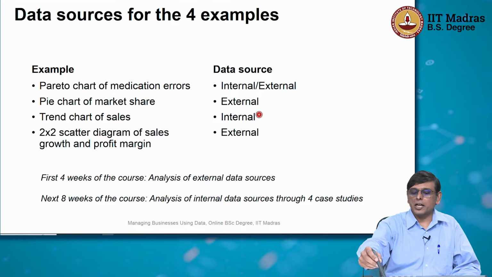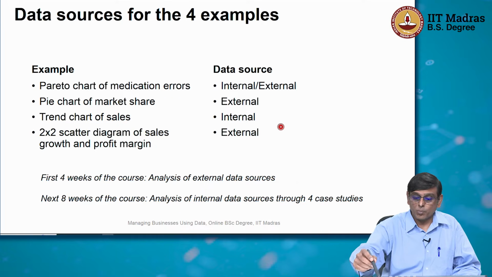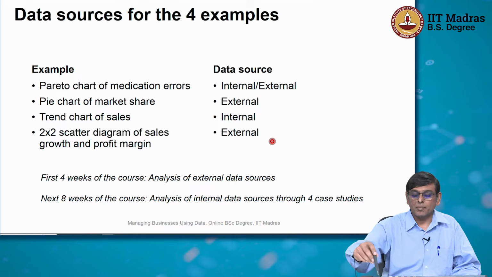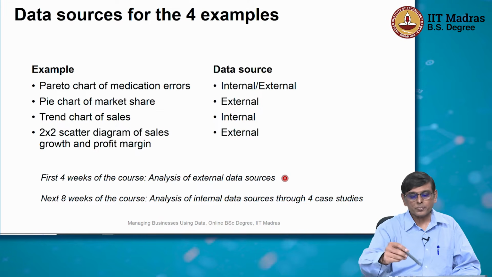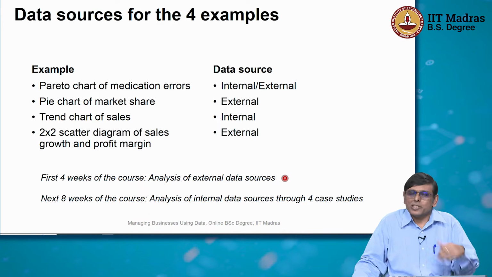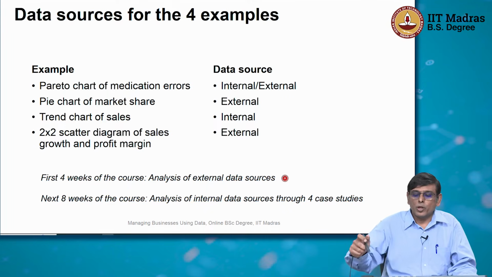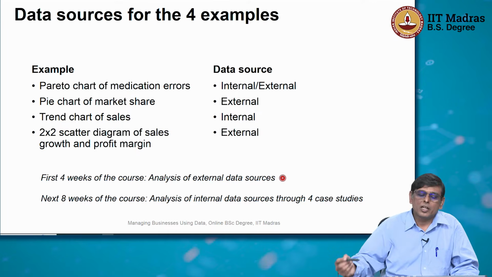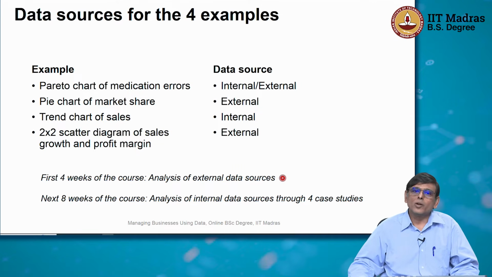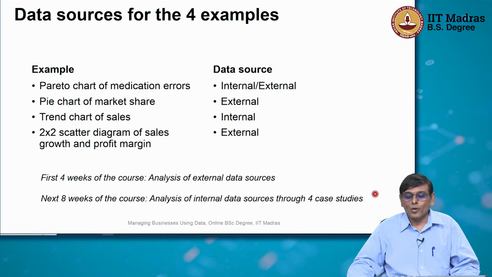The shop is looking at its bills and making decisions. The scatter diagram is entirely external data. It is collecting data of all the products that have been sold, what are their margins and what are their growth rates. So in order to make sure that you get a good understanding or feel for both these kinds of data sources, external data sources as well as company internal data sources, we are going to divide the course into 2 parts. The first part, which will be discussed in the first 4 weeks, we will look at external data sources, and in the next part, which is the next 8 weeks, we will be looking at internal data sources.